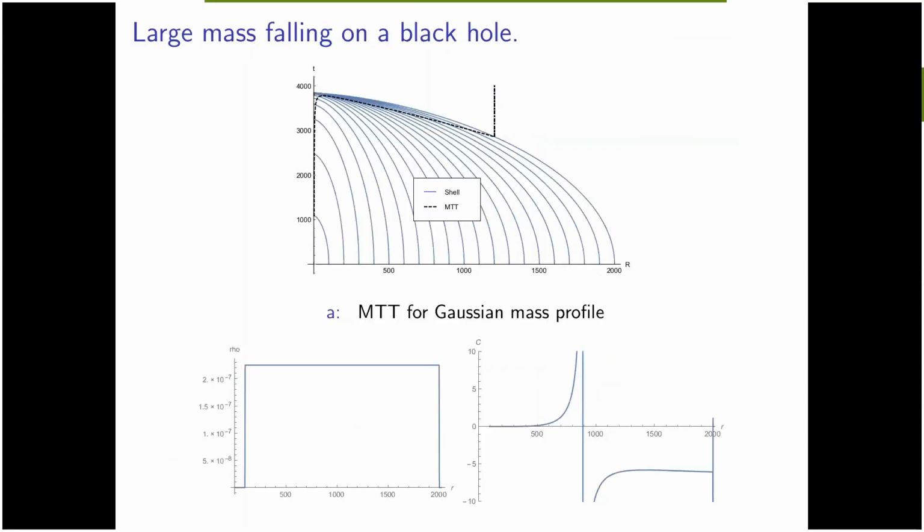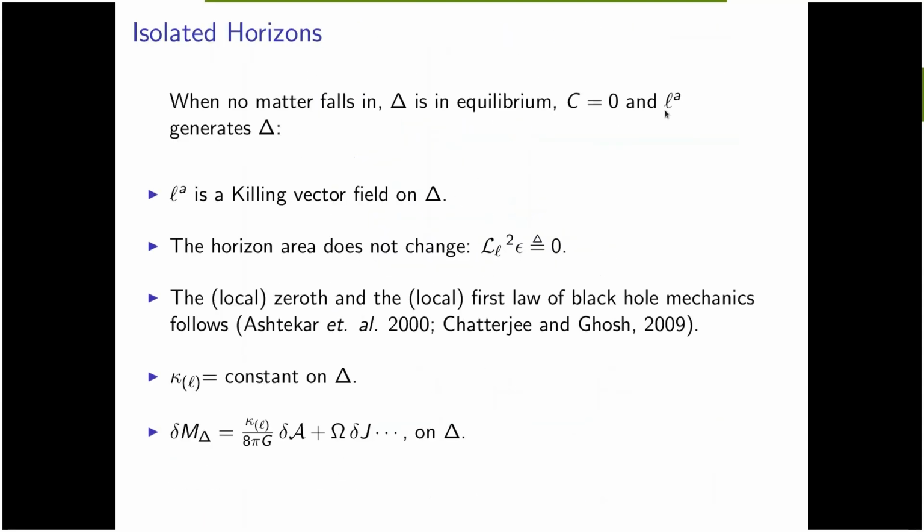That's what we are going to do for the time in these slides, for example. And we can see that when C is equal to 0, the vector field which generates the surface is a null vector field. Let's call it L^a. And one can show that the black hole area does not grow in this case. And one can prove the zeroth law and the first law of black holes when the marginally trapped tube is in the isolated horizon phase.